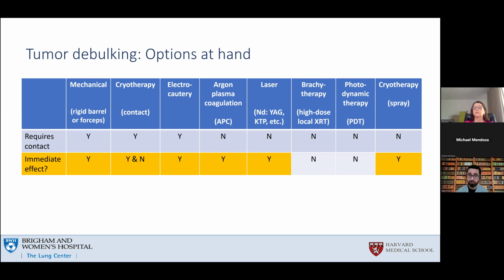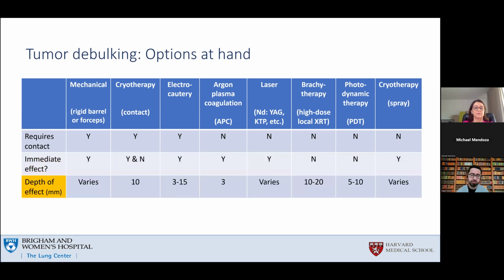So immediate effect is important, right? When we're really dealing with a very central and a very marked obstruction. So brachytherapy and photodynamic therapy really lead to a delayed effect. And then cryotherapy has both an immediate effect and a delayed effect. So there's a portion of each of those.